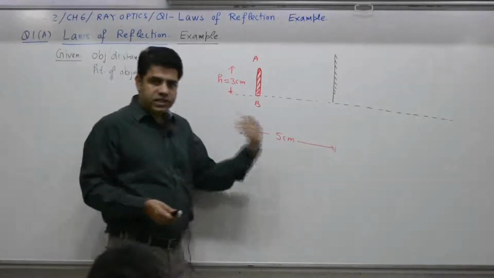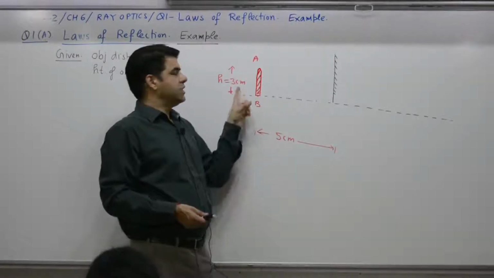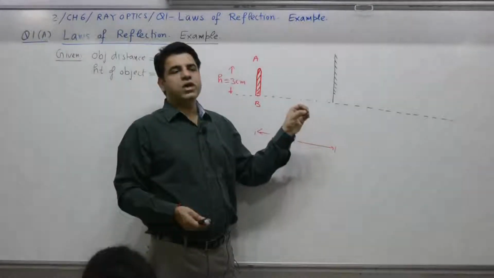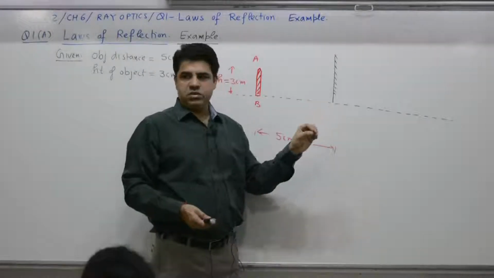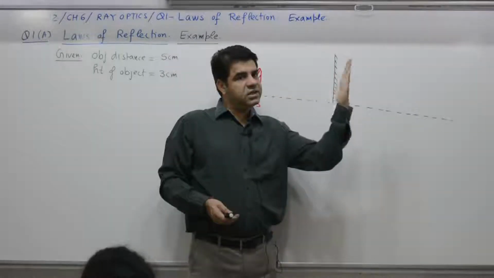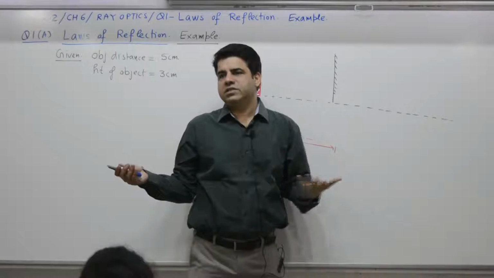So here the question is, there is a mirror, there is an object AB of height 3 centimeter, placed at a distance of 5 centimeter. We have to find out where the image is, what is the size of the image, and whether the image is erect or inverted. That is the question.